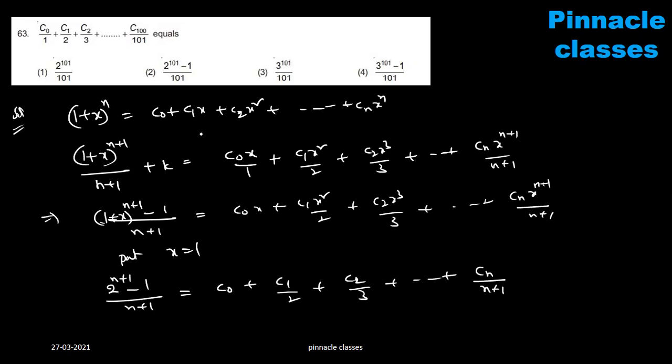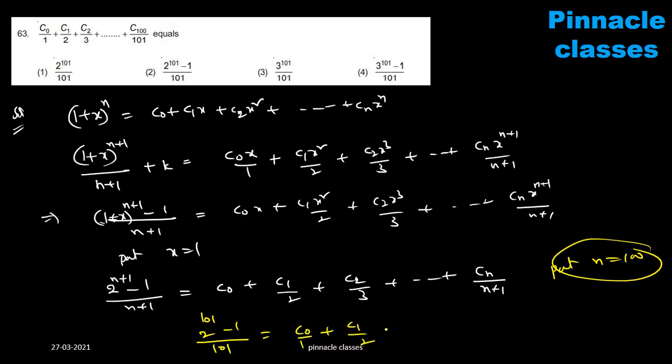Still, we have to eliminate n. What to do here? Put n is equal to 100, up to 100 terms. So 2 power 101 minus 1 by 101 equals C naught by 1, C1 by 2, up to C100 by 101. That is the answer, so D for the Bombay option. So where is the logic here? That's why once again revise the formulas. Otherwise, write them out.